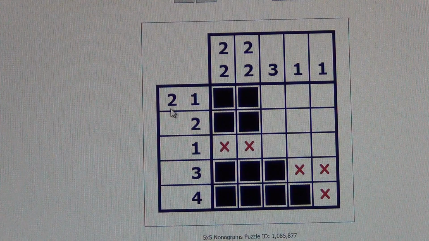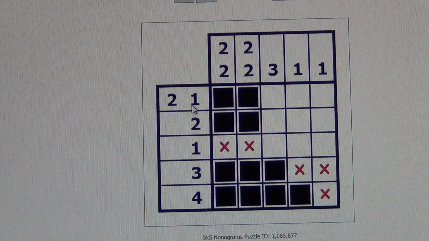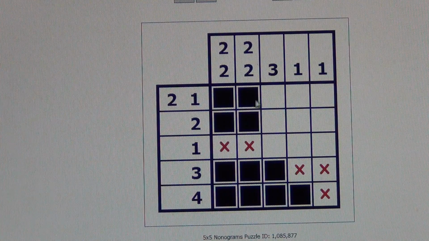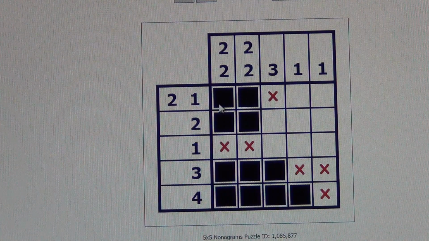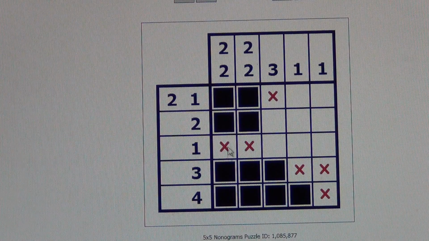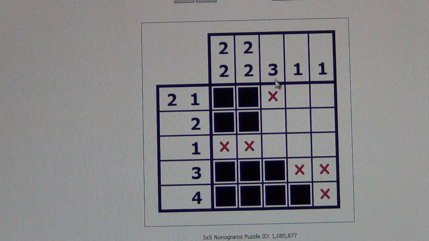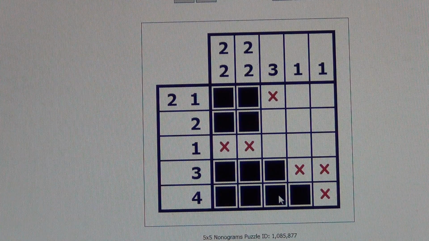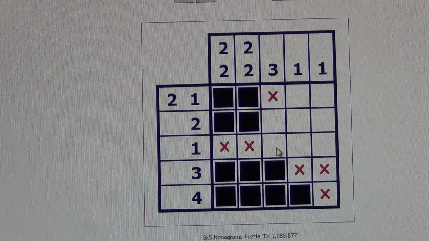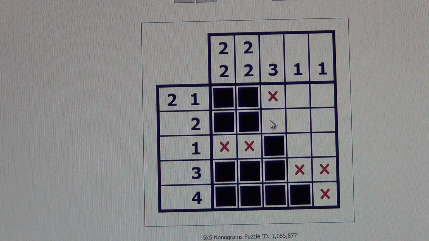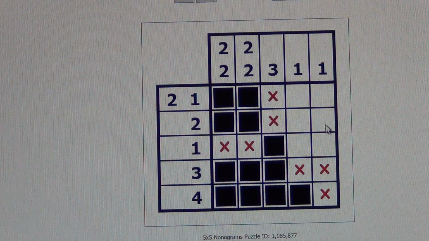Now, when I look over here, I have 2 black squares, a blank, and 1 black square. Well, here's 2 black squares, a blank, and I can't put in the 1 square because I don't know which one it goes in. If I look here at this 3, that means in this column, there are 3 black squares in a row. 1, 2, it has to go here. If it goes there, there's a gap. So 1, 2, 3, that means this has to be a blank.